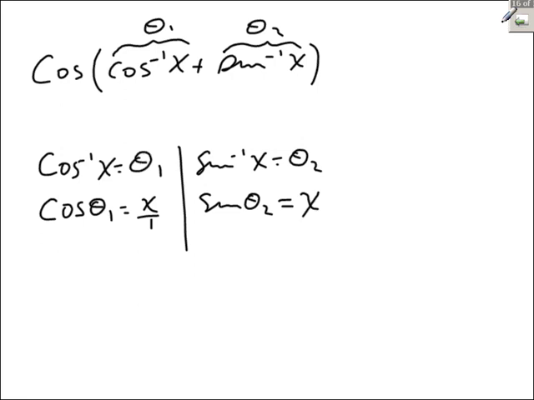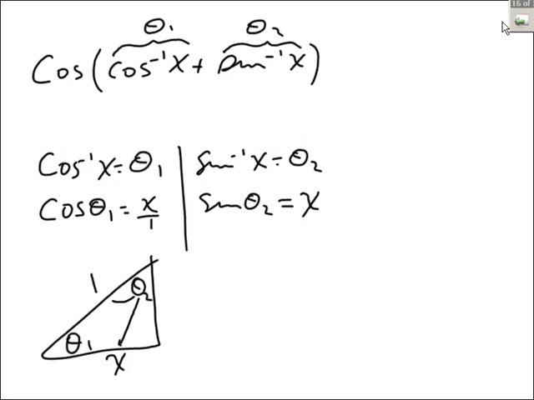Now, if you take the cosine of an angle and the sine of an angle, you get the same answer. Those angles add up to 90 degrees. For example, if this is theta 1, the cosine is adjacent over hypotenuse. But you know what? If this is theta 2, the sine is x over 1, which jibes exactly.